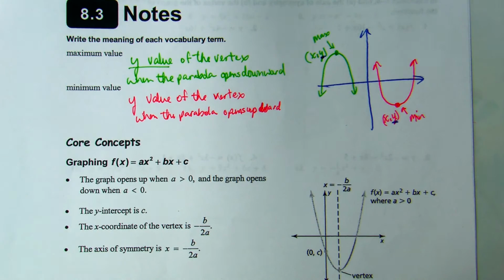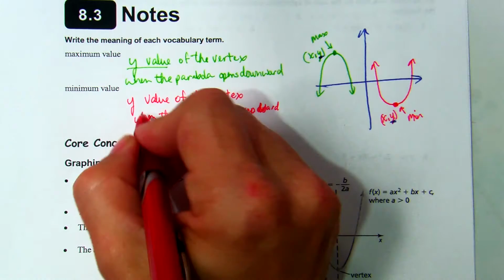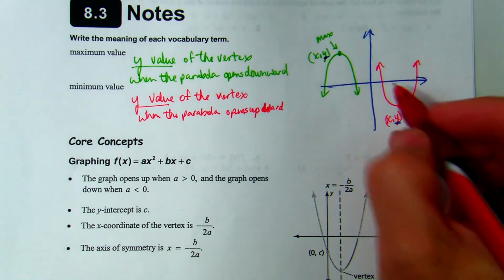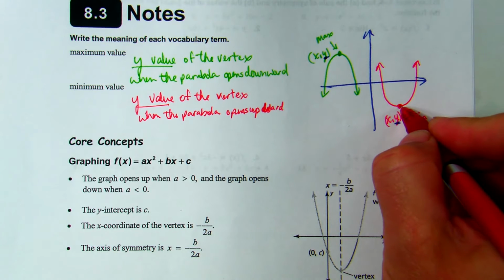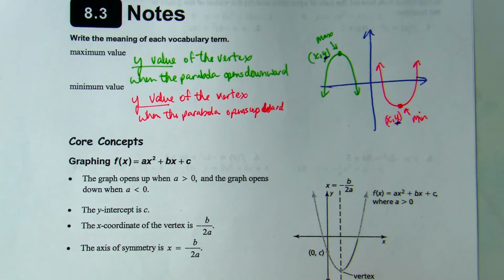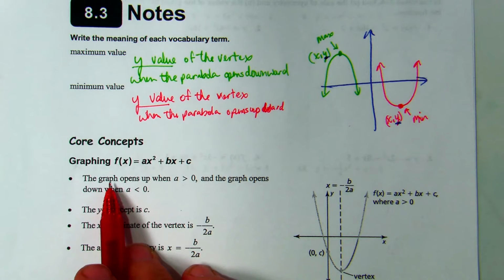The minimum value, again talking about the y value, is going to be whenever the parabola opens upward, because obviously the vertex is at the lowest point of the graph of the function. We get into a little more description and recognition of this, how we can recognize if it opens upward or downward, in the next part here in core concepts.